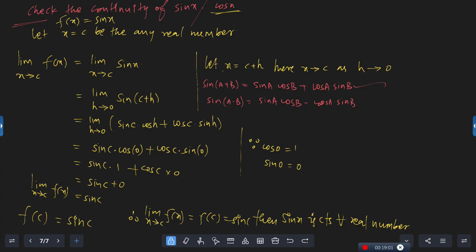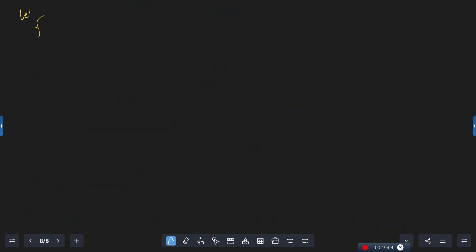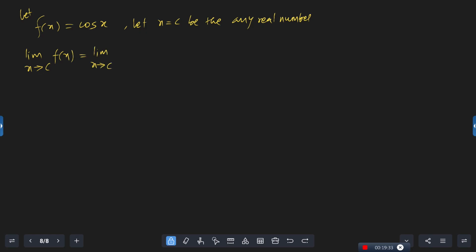Listen, cos, next page I will go. Suppose let f of x is equal to cos x I am taking. Same thing we have to do for the limit. Already I have assumed c is a real number. Just write let x is equal to c be any real number. Now f of x is cos x, so here we are substituting x is equal to c plus h. Same thing I did in the previous one.